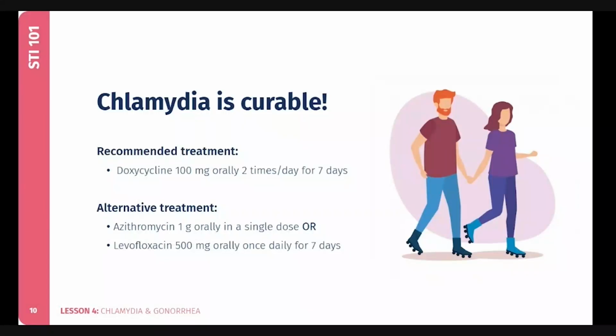The good news is chlamydia is one of many curable STIs. There was a slight shift in the 2021 treatment recommendations. Previously, azithromycin was the recommended treatment and doxycycline was the alternative. In the 2021 guidance, the recommended treatment is doxycycline, 100 milligrams, orally, 2 times per day for 7 days. Azithromycin is still an acceptable alternative, and there may be some cases who benefit from the use of azithromycin.